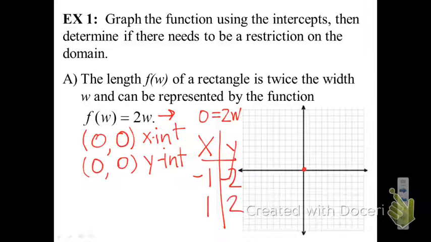Okay, so I come over here. I'll try to make it a little bigger. We go back 1, down 2, and we go over 1, up 2. What kind of equation do we get? Yes.